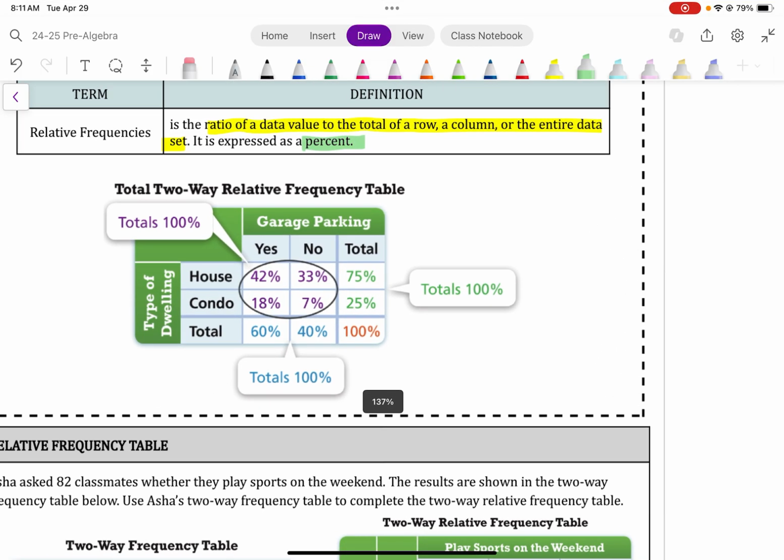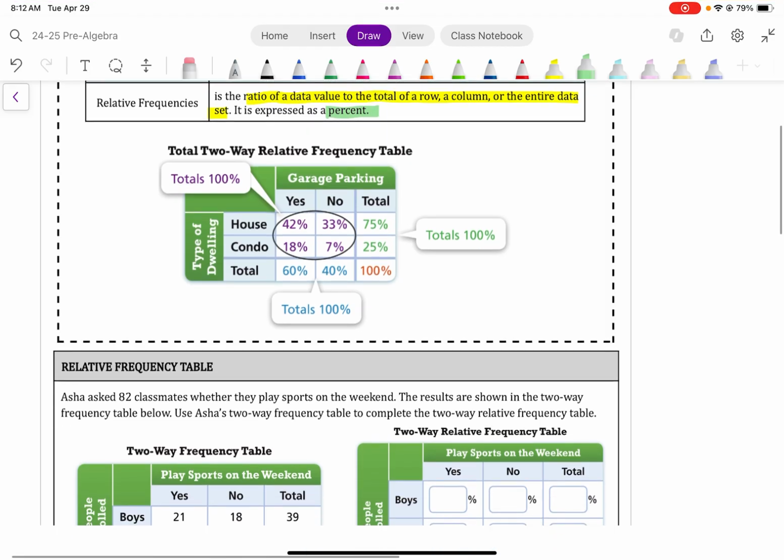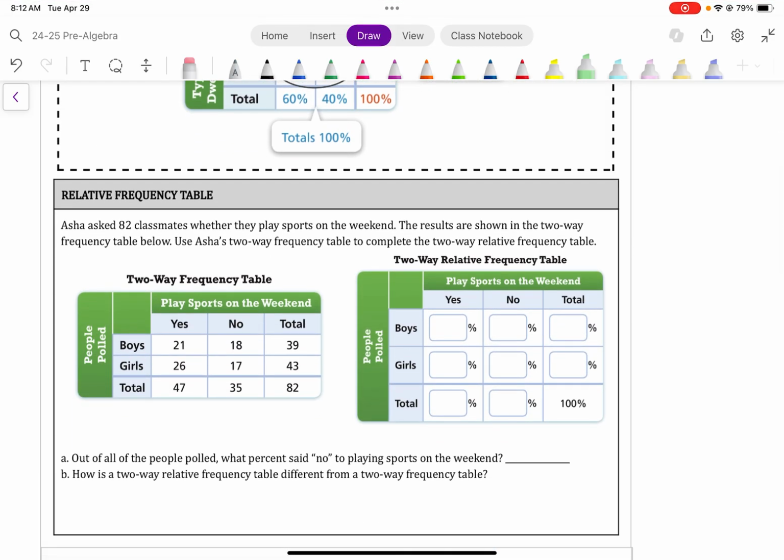So we're going to use our calculators and calculate percentages of individual rows and columns, or maybe even individual boxes. So this first table says Asha asked 82 classmates whether they play sports on the weekend. The results are shown in the two-way frequency table below. Use Asha's two-way frequency table to complete the two-way frequency table. So we can see that there were 82 students total.